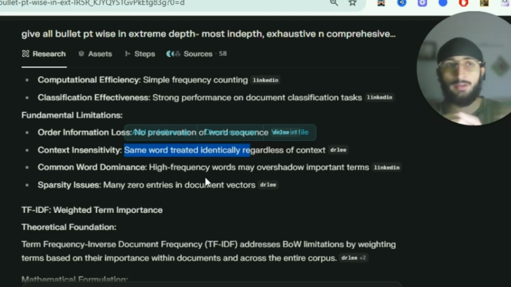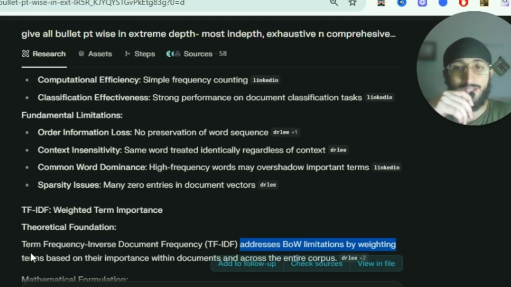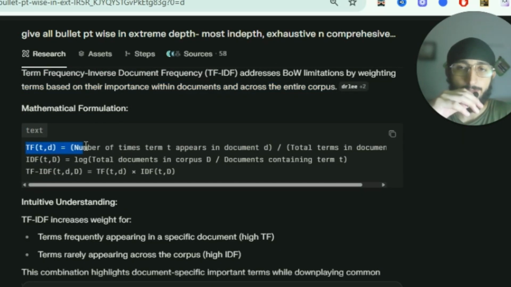Now TF IDF, going over that. So basically TF stands for term frequency and IDF stands for inverse document frequency. It addresses the bag of words limitations by weighting terms based on their importance within documents and across the entire corpus. So let us break down the formula.